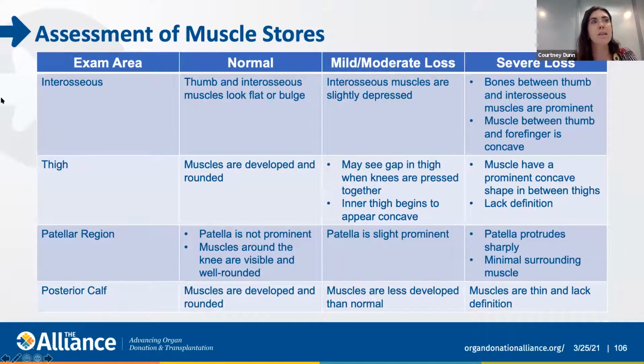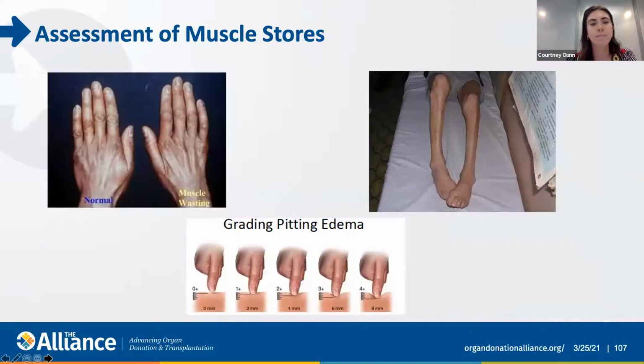So additional assessments of fat stores will check the interosseous muscles, which could also be diminished as a sign of aging. So if you're assessing an older patient, that's something to consider. And then the assessment of the thigh, the patellar region, and the posterior calf. As I said, for patients retaining fluid and end-stage heart failure, these areas of the lower body are likely not accurate, and I would try to focus on assessing fat and muscle stores in the head, in the neck, and the upper body for a more accurate read.